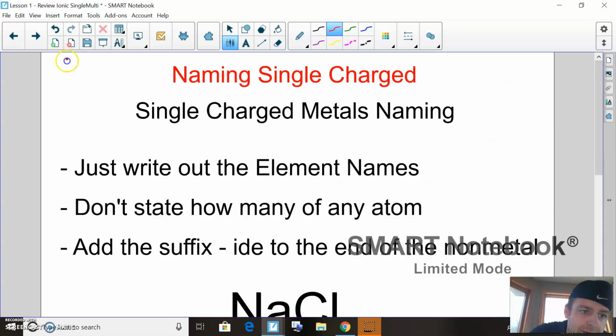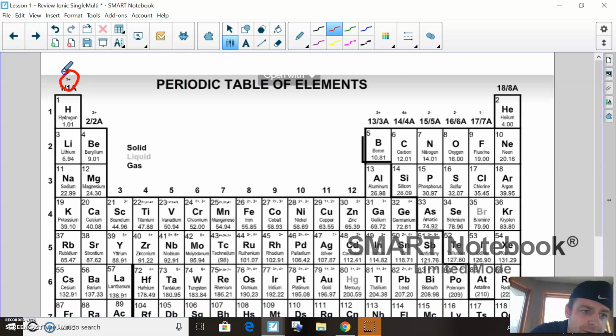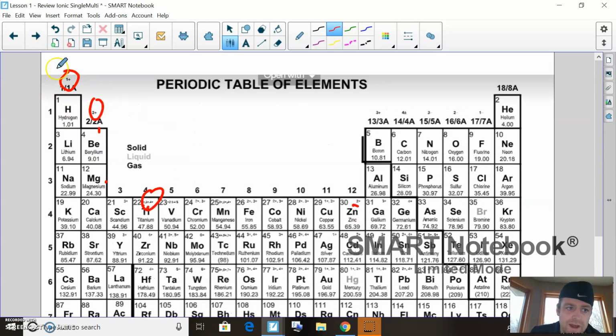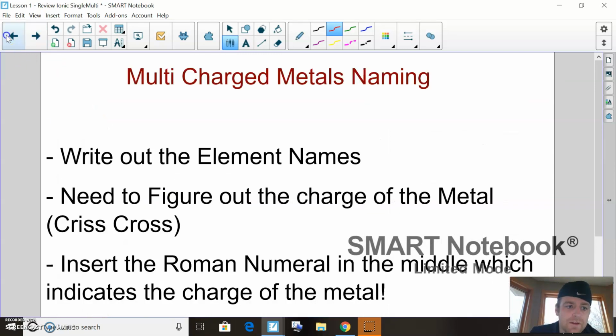Now all of group 1 has a +1 charge. All of group 2 has a +2 charge. But if you look at element number 22, Ti, you can see that it's got +2, +3, +4. That's what we call a multi-charged metal. Some of the ones in the middle don't have multi-charge. You take zinc, for example, it's only +2. So that is the differentiator. Is it a multi-charged metal or is it a single-charged metal? That is a key point, and that's the essential question that you really need to ask yourself as you write those things out.